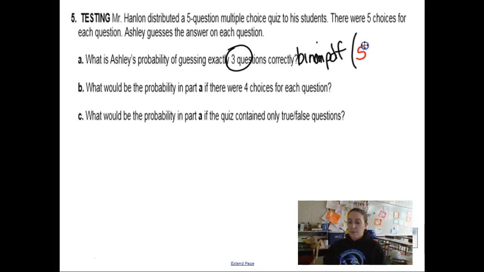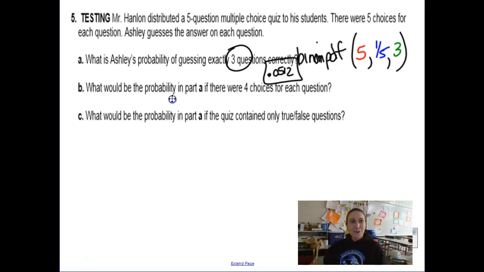But it is 5 questions, and if there's 5 choices for each question, she has a 1 in 5 chance of being successful. So you can write that as 1 out of 5, or you can say it's 0.2, it doesn't matter. And then this time she's going to get exactly 3 right. Well, I got bad news for Ashley. I don't think she's got a great chance of this happening. It's 0.0512. She's got a 5% chance of getting 3 right. I shouldn't laugh at that. That's not funny. But that's why you don't just guess.